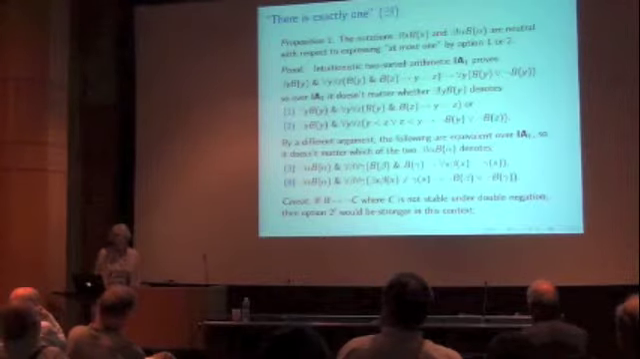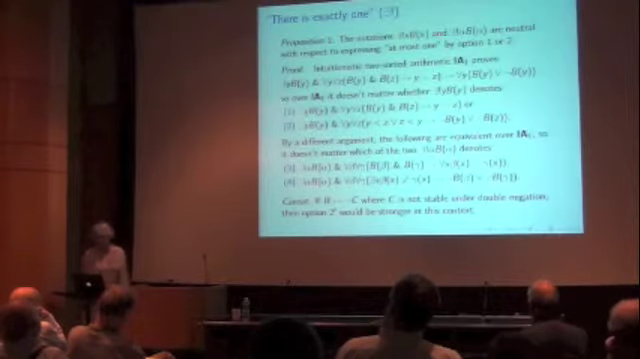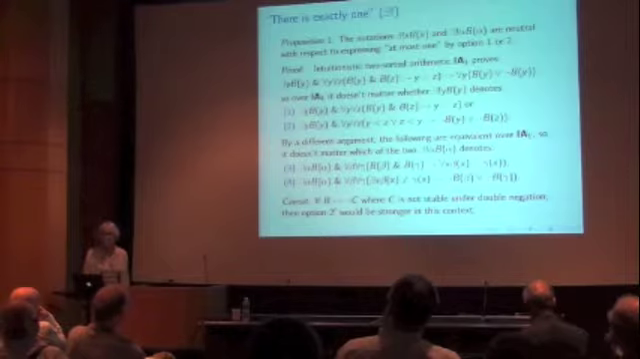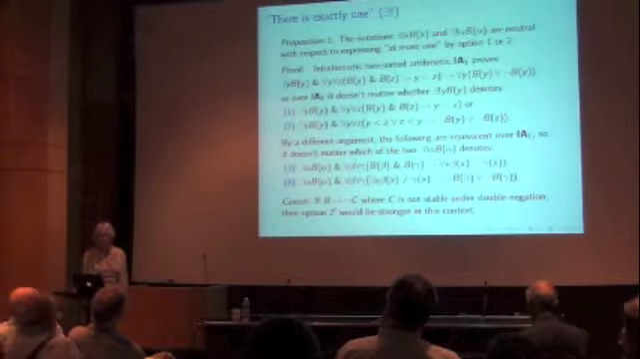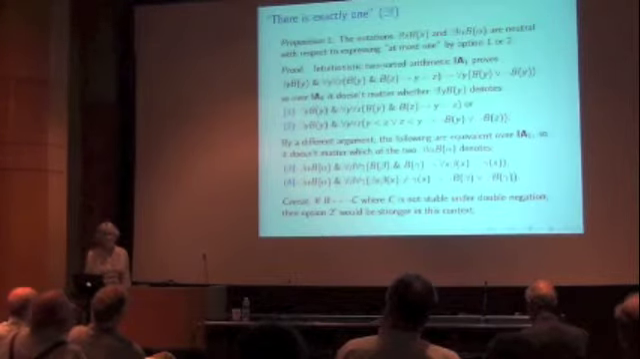With the caveat that if B is a negative property, where it's not-C, where C is not stable under double negation, then option 2 prime would be stronger in this context. Option 2 prime would be looking at number 4 and replacing the not-B by a C, right?